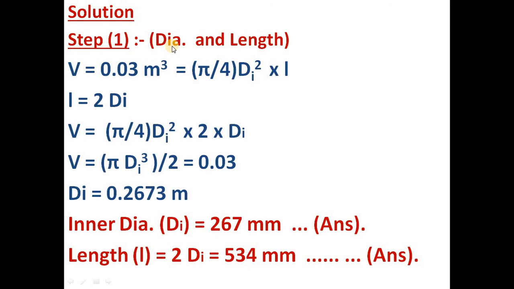Solution. Step 1, finding the diameter and length. The diameter can be found in the same way. Volume equals cross section area into length. Cross section area is pi by 4 di square into L. L is nothing but 2 di. Then pi by 4 di square into 2 di. The only unknown is di, which can be calculated from this relation. Then di is equal to 267 mm and length 2 di is equal to 534 mm.